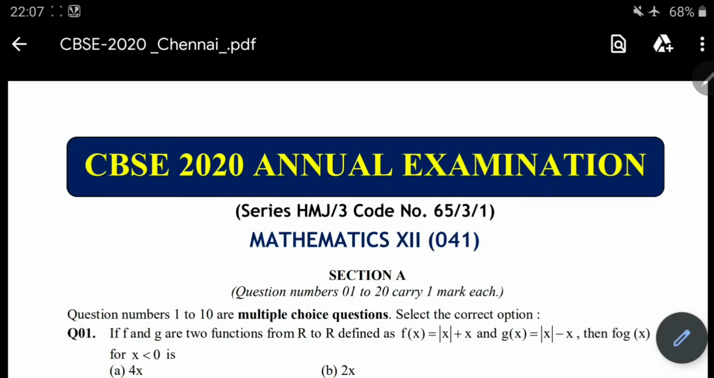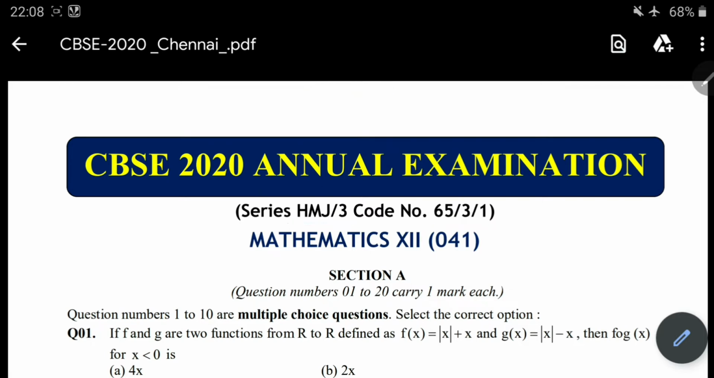Hello बच्चों, this is CBSE's paper of class 12th of year 2020. It is of series HMJ/3 as seen, and the code number is this one 65/3/1. It is set 1 that we are going to discuss for now.